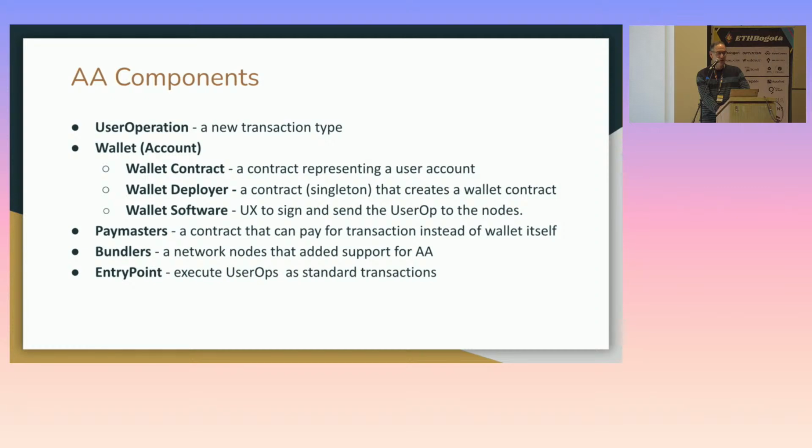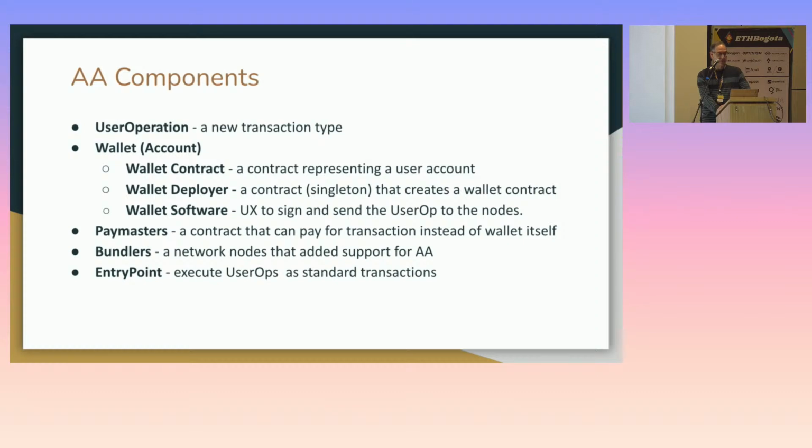Briefly, the components we have for account abstraction. First and foremost is the user operation. This is our transaction. The replacement for a transaction structure is user operation. We'll see it later. Then there's a wallet, the account, which is built, of course, from a contract. There's a second contract we call the deployer. This is the contract that deploys new contracts, again, through the system.